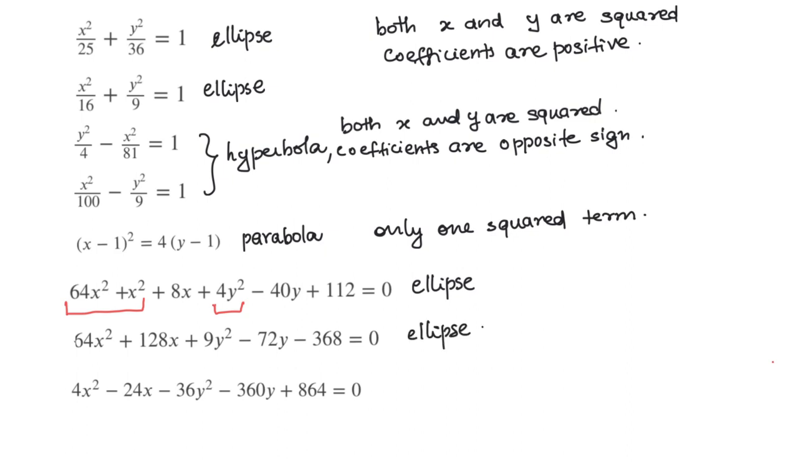How about the last one? It has two square terms, but the numbers 4 and negative 36 have opposite signs. Yes, you guessed right. It is a hyperbola. Now you have learned how to identify the equation of an ellipse, hyperbola and parabola at a glance.